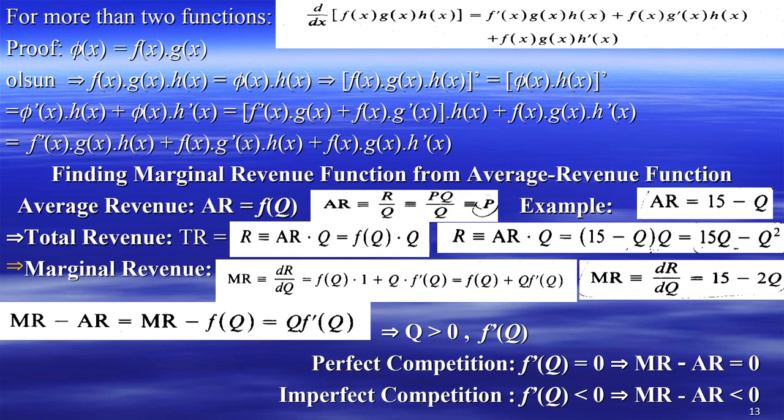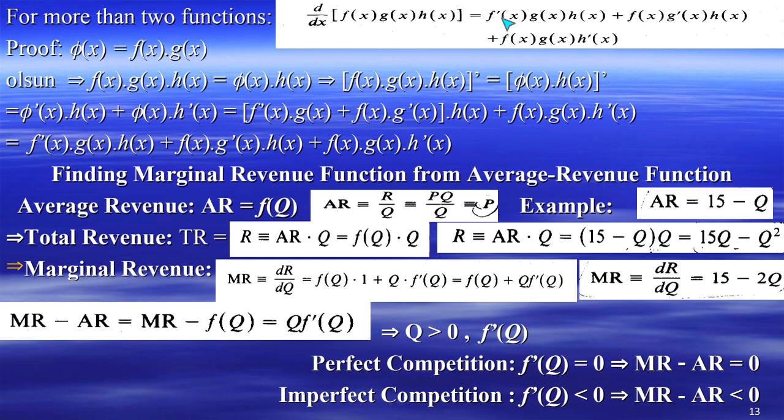So for more than two functions, the generalization of this rule is easy. It is f of x times g of x times h of x, for instance, for three functions multiplying each other. Its derivative would be the derivative of the first one multiplied by the second and the third one, plus the first and third ones multiplied by the derivative of the second one, plus the first and second ones multiplied by the derivative of the third one.